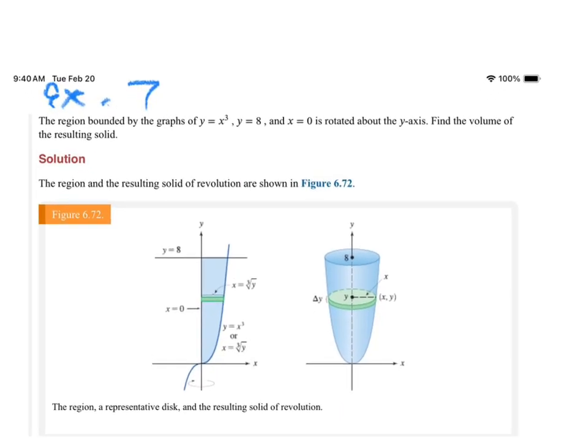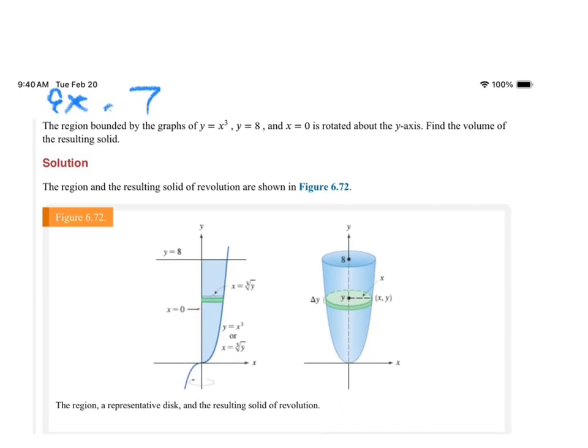Okay, here's our last problem. This is example 7. And here we're going to turn sideways. Literally. Things get a little sideways here. It says the region bounded by the graph of y equals x cubed, y equals 8, and x equals 0. Okay, so this should be your picture. We're going from y equals x cubed to y equals 8. Question, where's this intersection right here? What's this point, this ordered pair, where y equals x cubed and y equals 8 intersect?